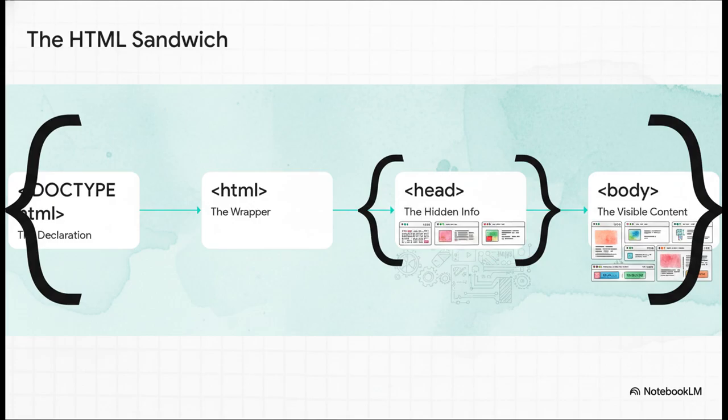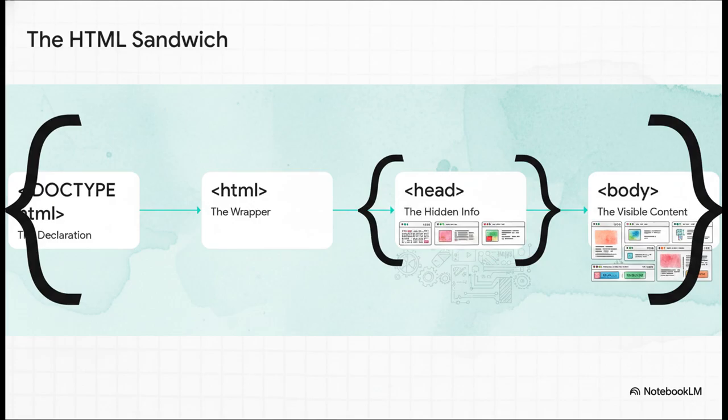Right, let's break it down. You see that first line, doctype HTML? That's you telling the browser, hey, I'm about to give you some modern HTML code. It always goes first. Okay, so what comes next? You've got the big wrapper, the HTML tag. And inside that, it's like 2 separate rooms. You've got the head and the body.